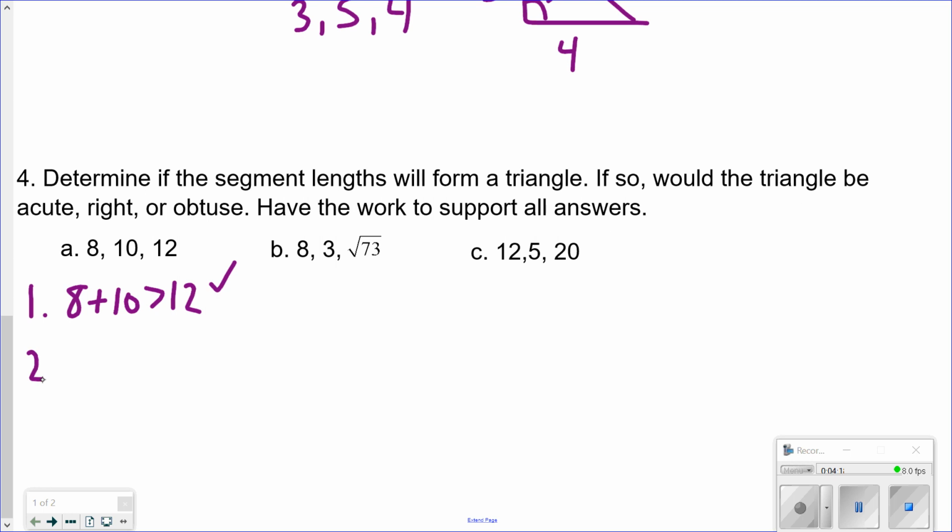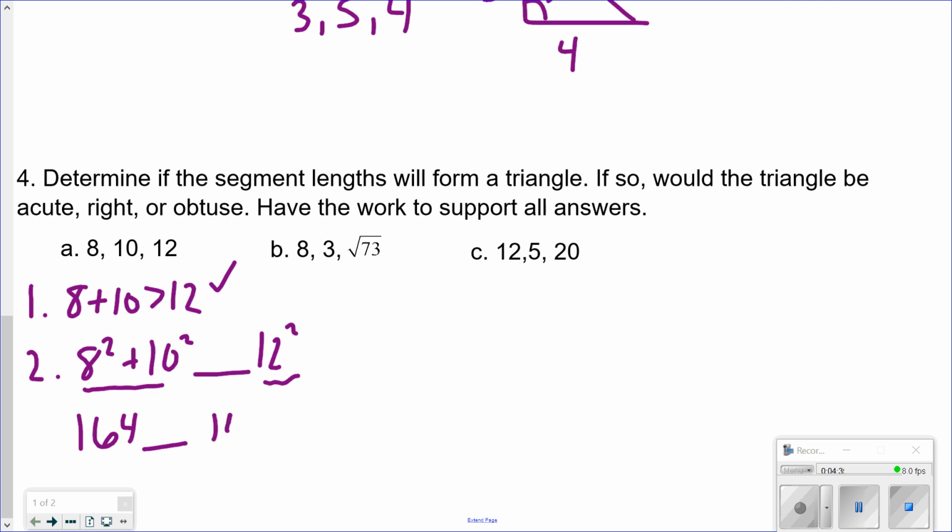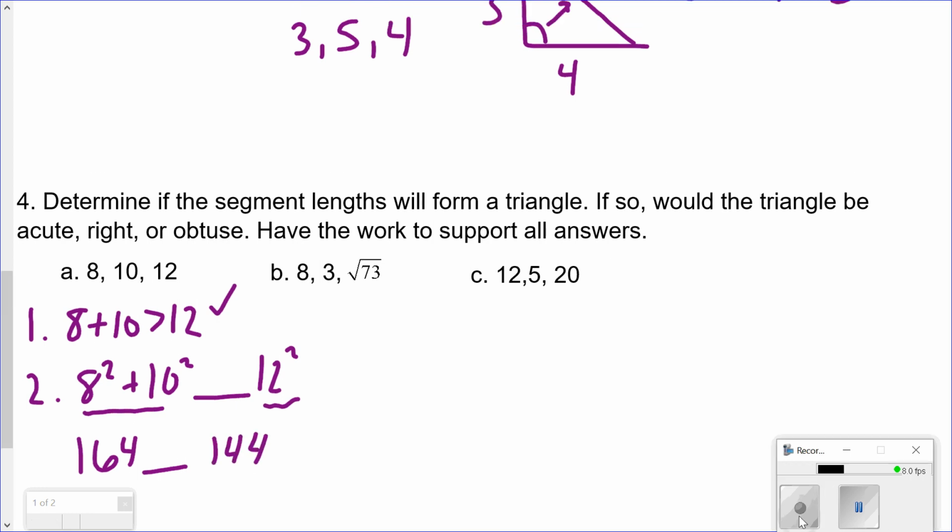So now my second step is to decide, okay, what type of triangle is it? So 8 squared plus 10 squared. How does that compare to 12 squared? All right, well, if I plug this into my calculator, I get 164. And if I plug 12 squared in my calculator, I get 144. We know 164 is greater. So that means that I have an acute triangle.